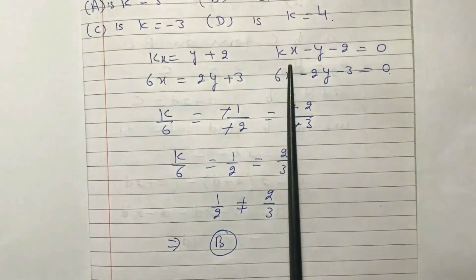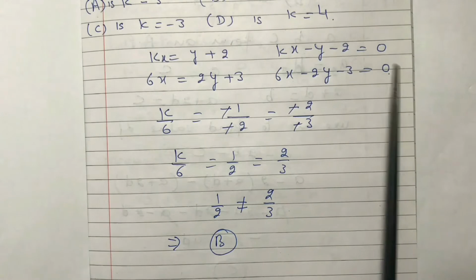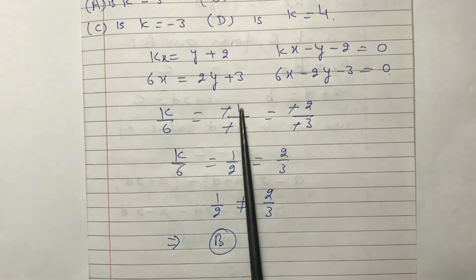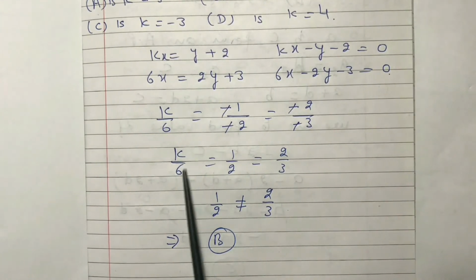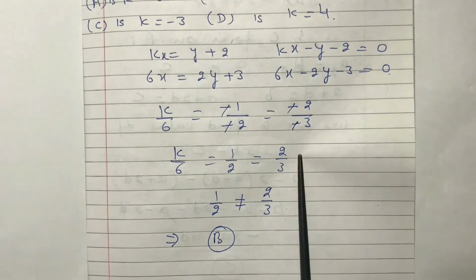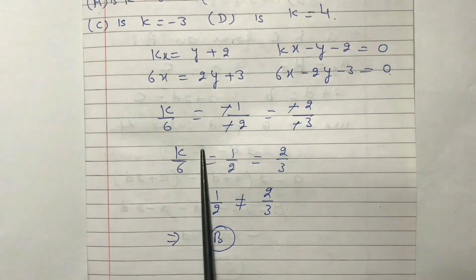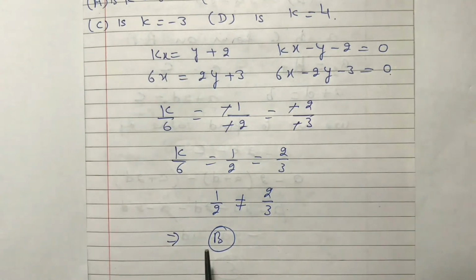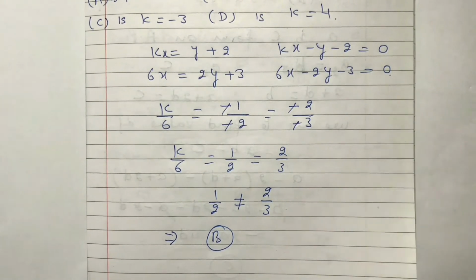So one equation is kx minus y minus 2 is 0, the other is 6x minus 2y minus 3 is 0. So अगर हम इसके infinitely many solutions करते हैं then a1 by a2 is equal to b1 by b2 is equal to c1 by c2. So what we have seen, k by 6 is equal to 1 by 2 is equal to 2 by 3. Now this is not equal to this. It means this is not possible. So k doesn't have any value for which it has infinitely many solutions. So the value of k doesn't exist. So B is the solution.